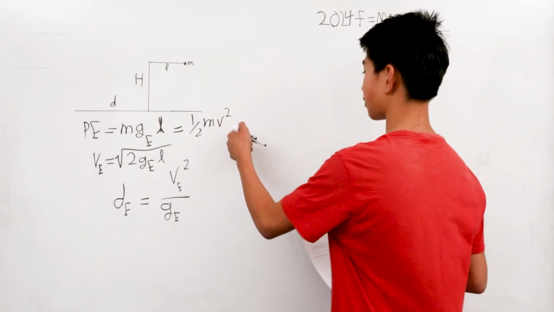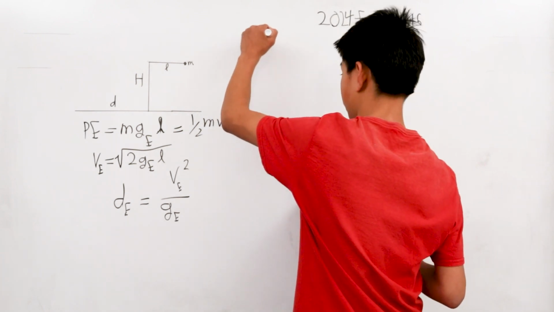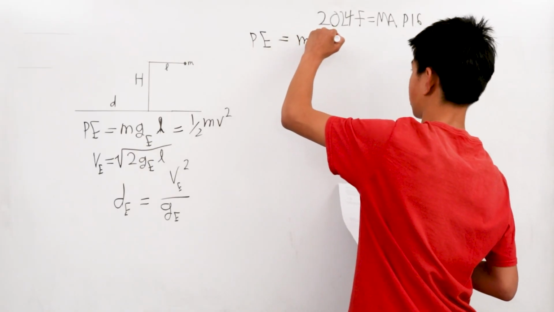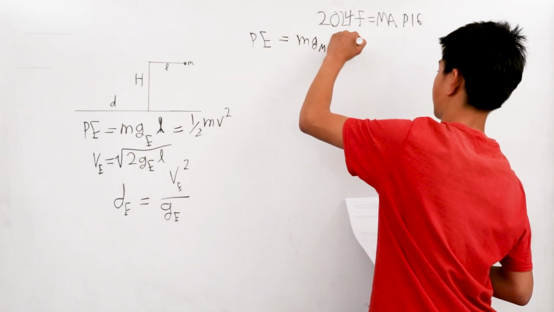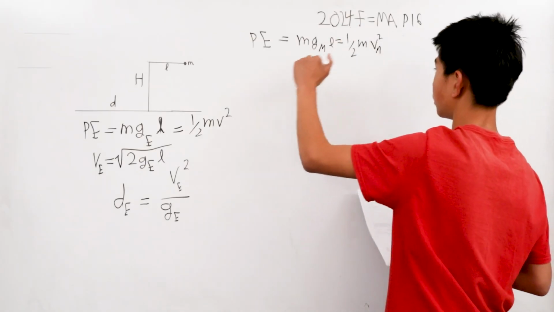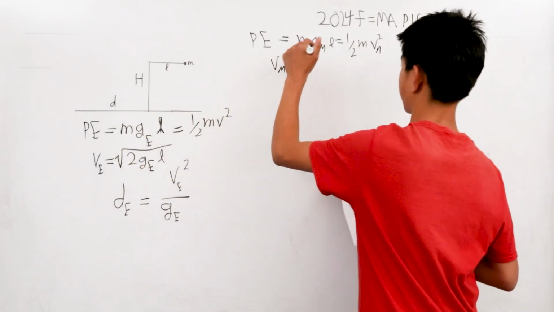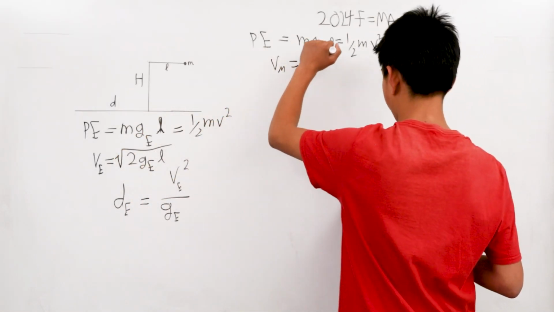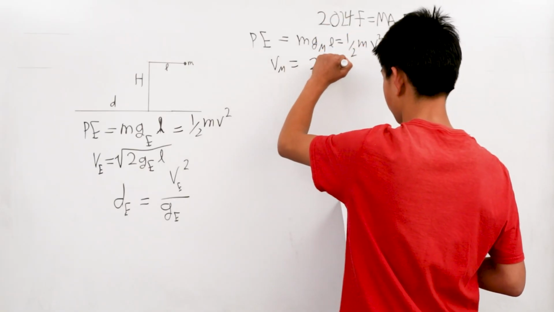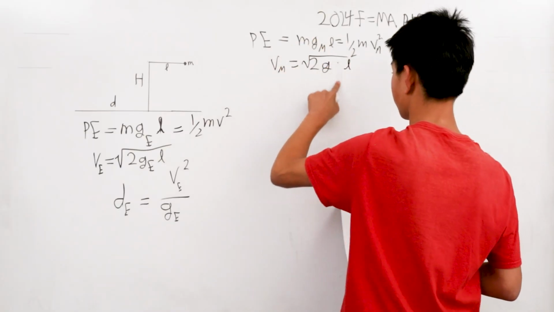So we can do the same thing here. Potential energy, this is on the moon, mind you, m g_M for moon, L is equal to 1/2 m v squared, specifying moon. Now the velocity on the moon is equal to the square root of 2 times g on the moon times L.